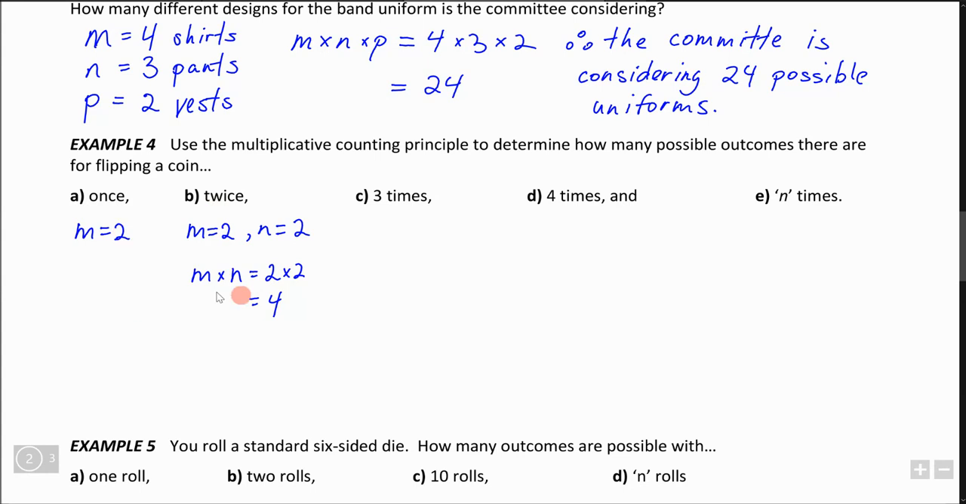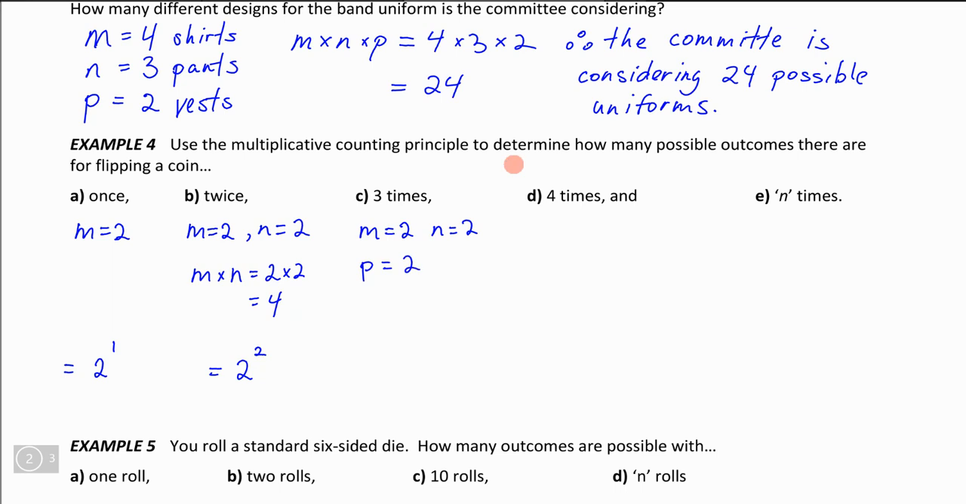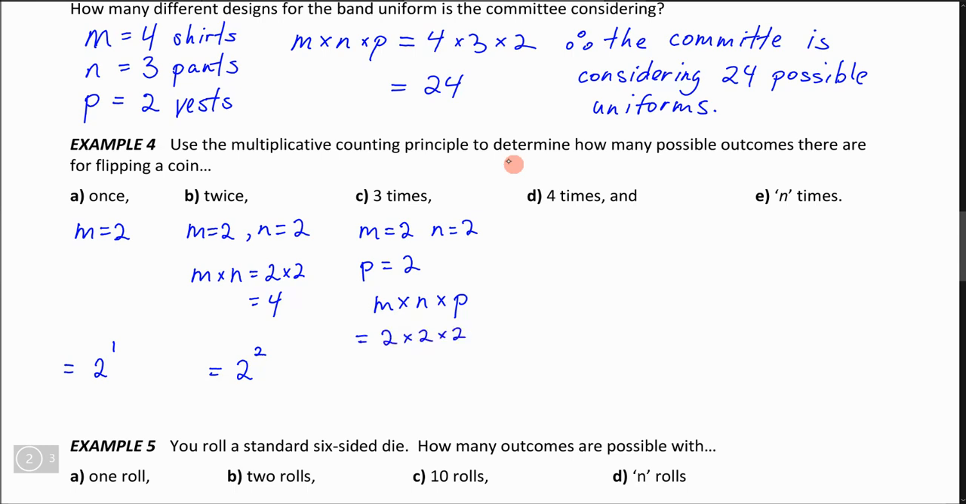Okay, and I want to also express these numbers as powers. So I can express 2 as 2 to the power of 1. I can express 4 as 2 to the power of 2. Now what about flipping a coin 3 times? Well, we have 3 possible events here. M equals 2, the first flip. N is our second flip, again 2 options, and P is our third flip, again another 2 outcomes come from that. So my multiplicative counting principle says if I multiply all the number of outcomes for each event, I will have 2 times 2 times 2, which is equal to 8, which is also equal to 2 to the power of 3.